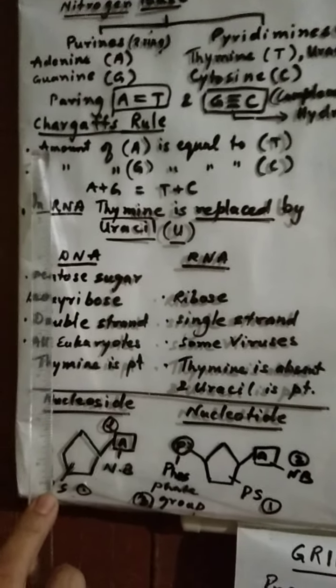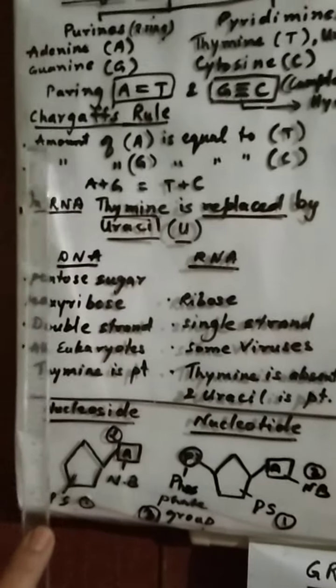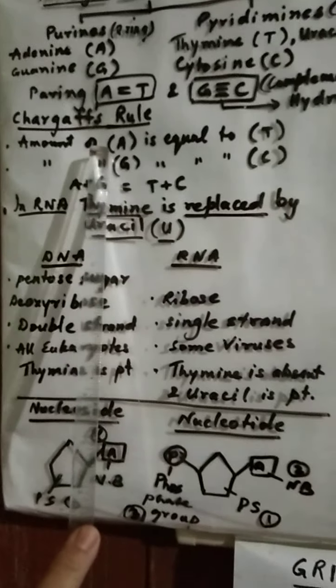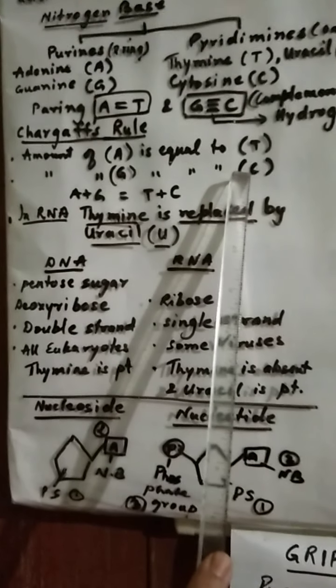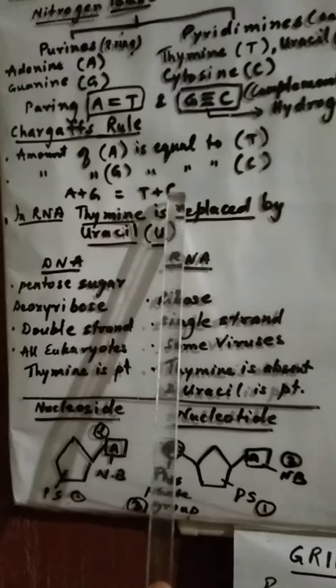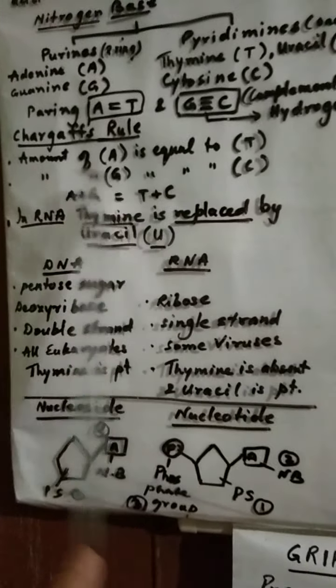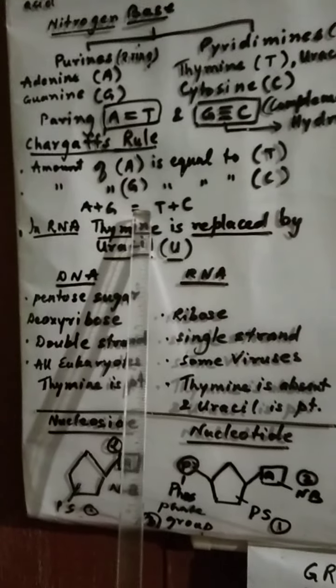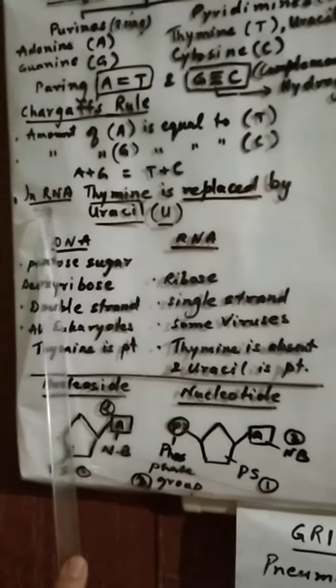Now, there was a scientist called Chargaff. He said the amount of adenine is equal to thymine, and the amount of guanine is equal to cytosine. We can say that purines A plus G is equal to pyrimidines T plus C. This is known as Chargaff's rule. Do remember that in RNA, thymine is replaced by uracil, U.